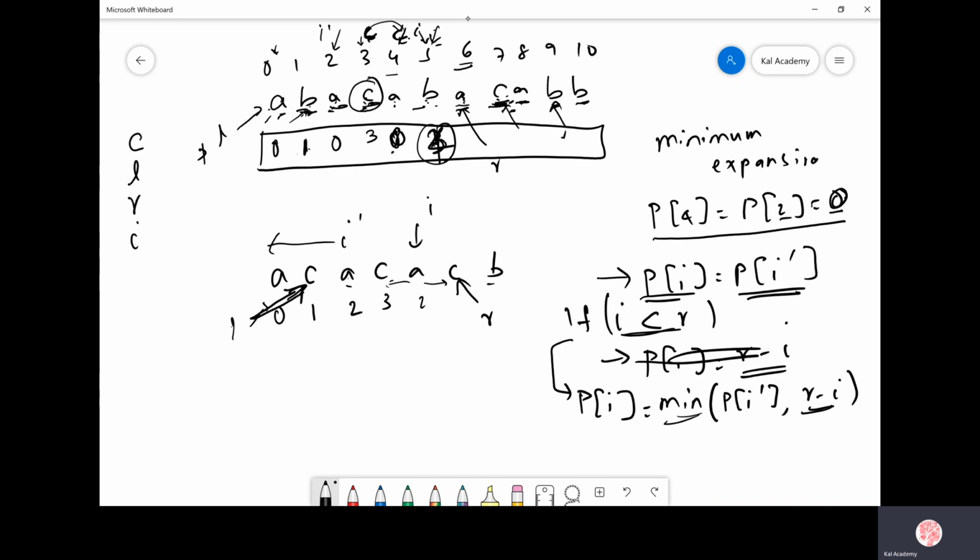So basically, Manacher's algorithm helps you find the center. And now the length will be 4 plus 4, 8, 8 plus the 1 character, that is 9. So the length of the maximum palindromic substring is 9.